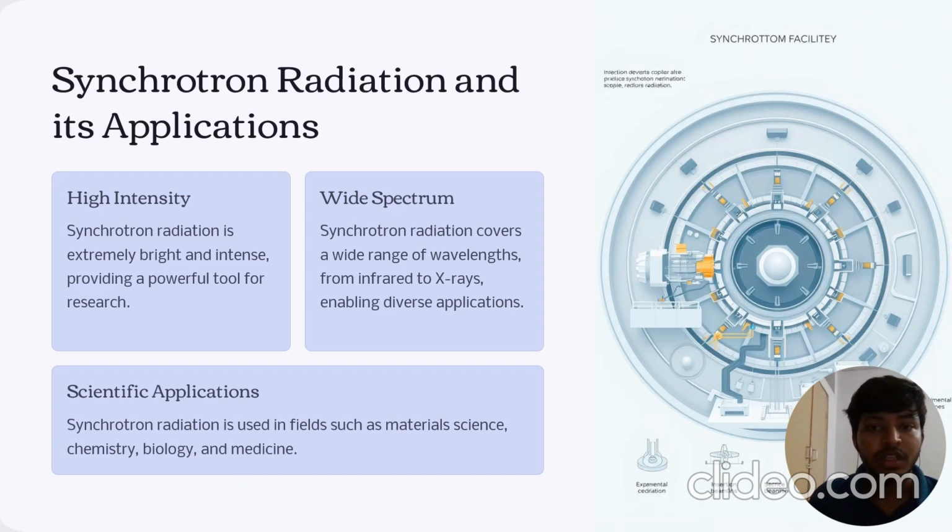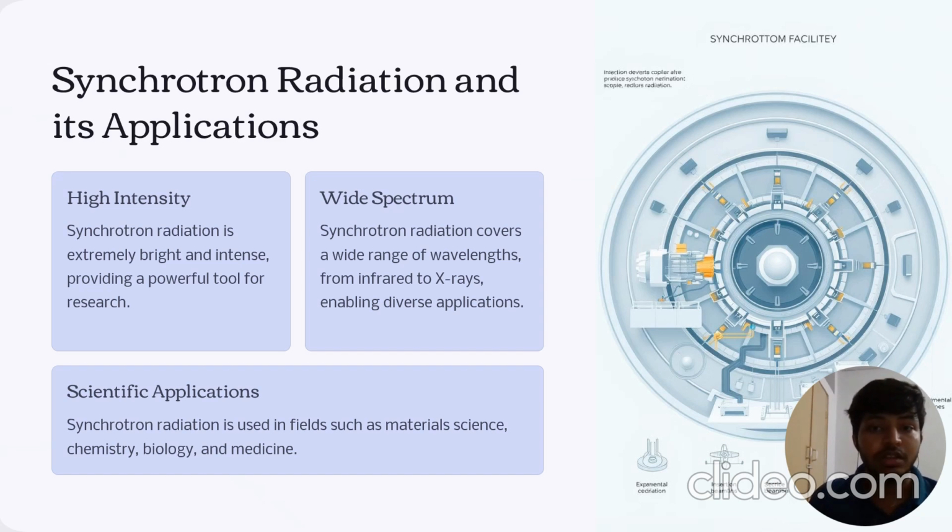Let us talk about synchrotron radiation. This is a highly intense and bright form of electromagnetic radiation produced when charged particles, such as electrons, are accelerated to near the speed of light in a synchrotron. This radiation spans a broad spectrum of wavelengths, ranging from infrared to X-rays, making it a versatile tool for a variety of scientific applications.